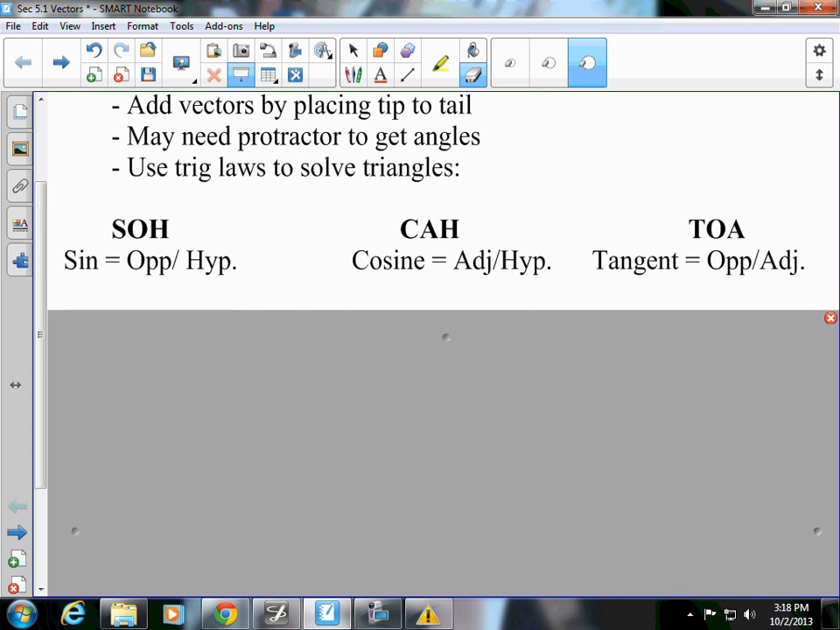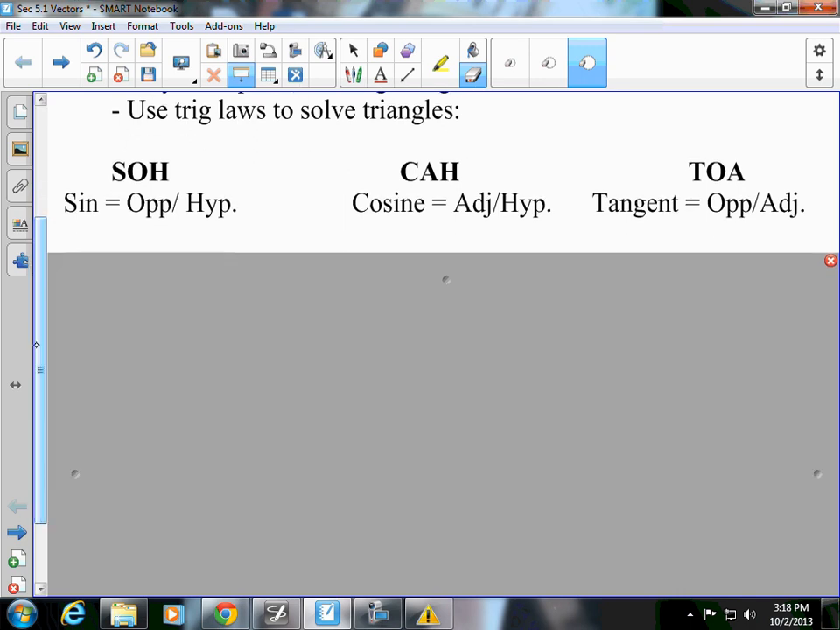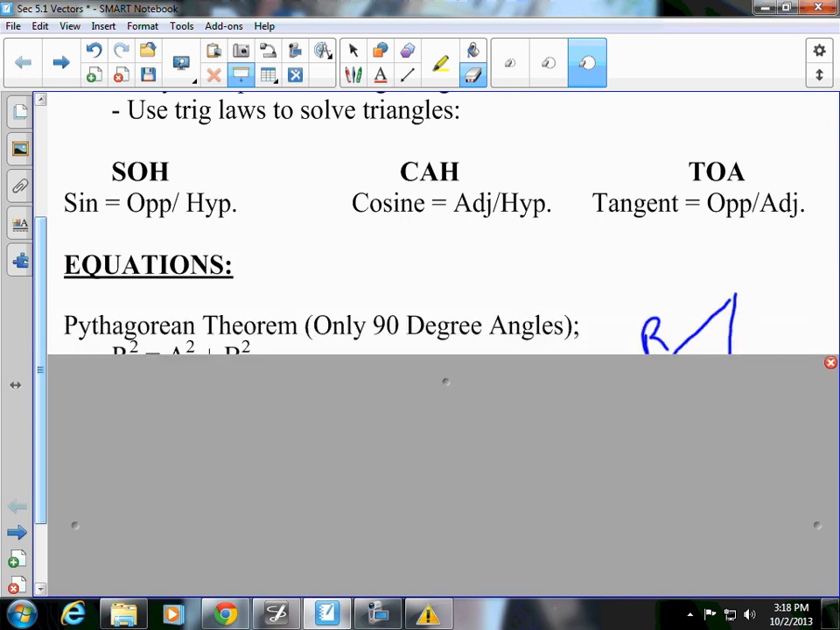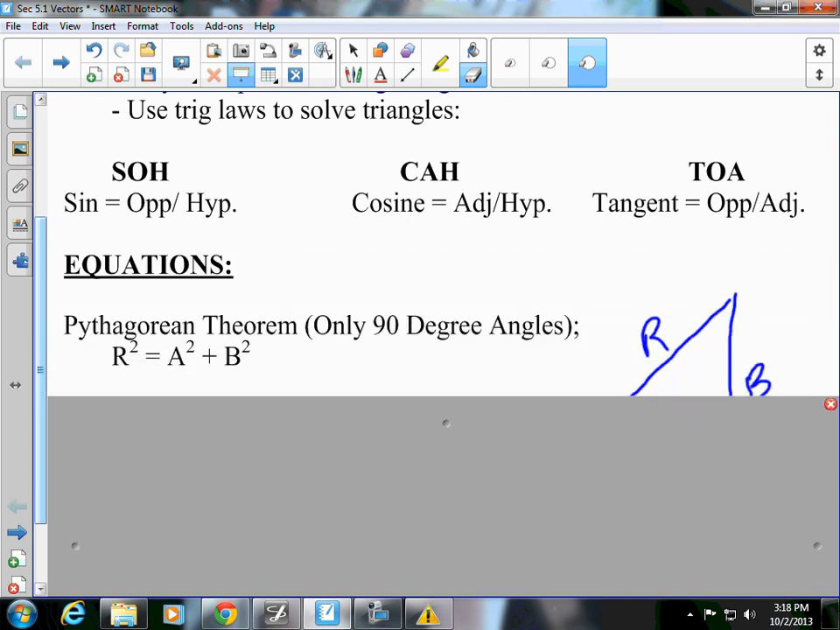Sine is opposite over hypotenuse. Cosine is adjacent over hypotenuse, and tangent is opposite over adjacent. So that is nothing new to you. You can add those to your equation cards. As we keep moving, here's something else that shouldn't be new to you.